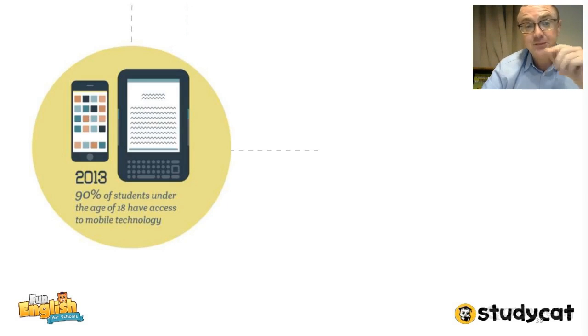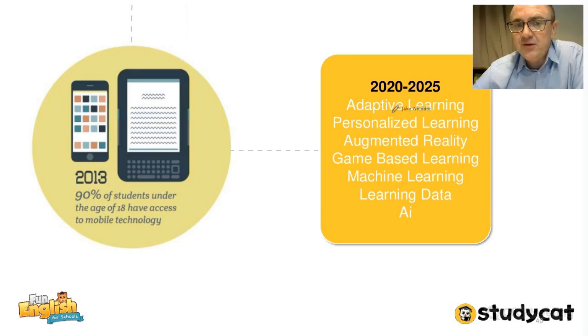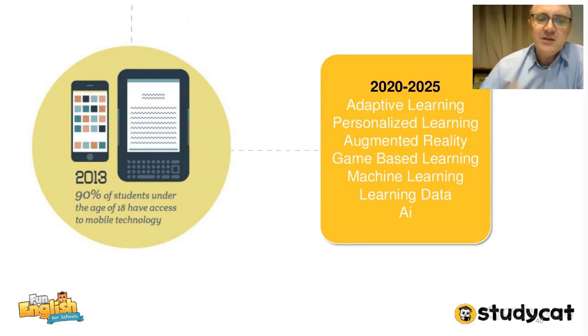And what we think that will lead to, and I just spent a week at EdTech X London, and the big things that people were talking about were adaptive learning. So adaptive learning is where when a student gets something wrong, it then knows what they got wrong and then tries to change the content to make sure that they see that language again, right? So the teacher doesn't have to be there for that. And then that's what we also call personalized learning. We're seeing augmented reality, which we'll look at again, game-based learning, machine learning, learning data, lots of data coming out to help people learn, and AI.